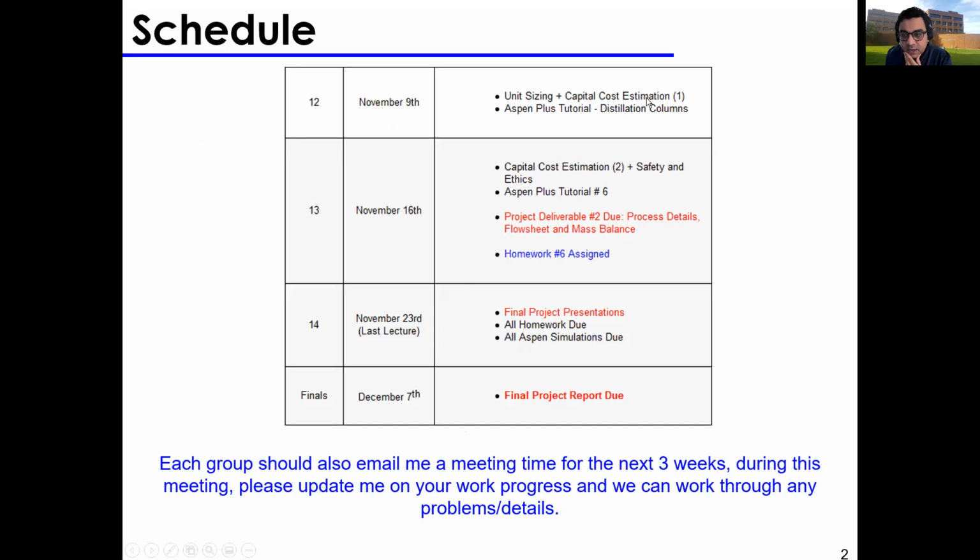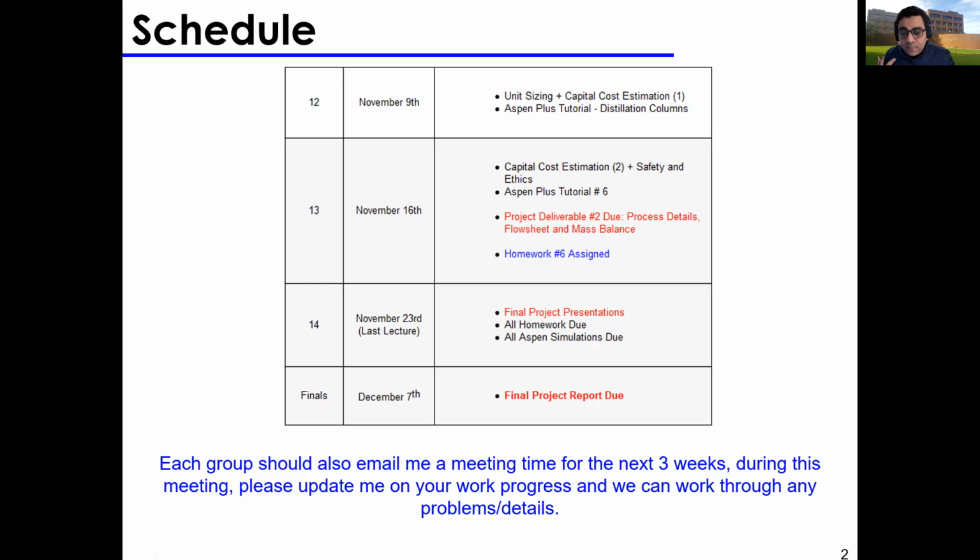Again, unit size and capital cost estimates. Next week, we'll continue talking about capital cost estimates. We will also start talking about some safety aspects and then some ethics, because we need to do this as part of this course. And we will have an Aspen tutorial as well.